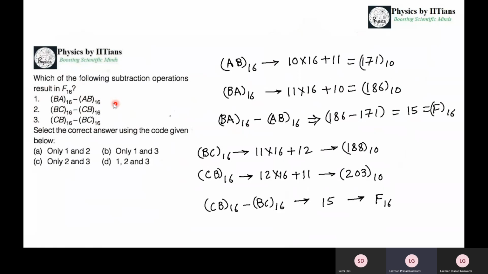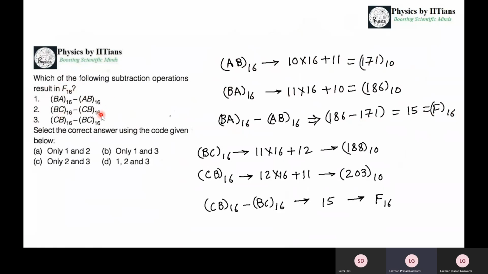First of all, AB in hexadecimal is equivalent to, A means 10 and B means 11. So 10 multiplied by 16 to the power 1 plus 11 multiplied by 16 to the power 0. So this AB is equivalent to 171 in decimal. Similarly, BA in hexadecimal will be equivalent to 186. So we can subtract AB from BA, that is BA minus AB. So it will be 186 minus 171, that is 15, and 15 means F in the hexadecimal number system. The first statement represents F16. So the first answer is correct.